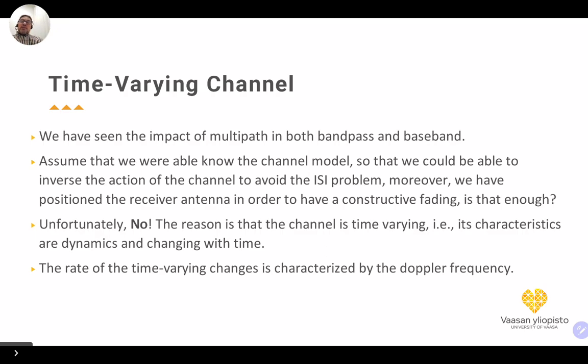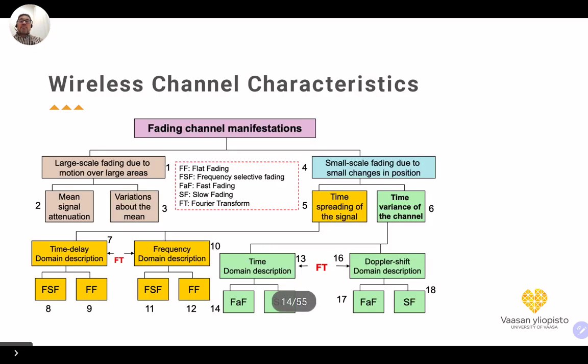Again, as I mentioned, the channel itself is time varying, which means that its characteristics change with time. So even if we handle the problem of the ISI, we need this equalizer or system to be time varying also. It will be an adaptive system in order to handle the time varying characteristics of the channel. Okay, now let us go through some fading manifestations of the wireless channel.